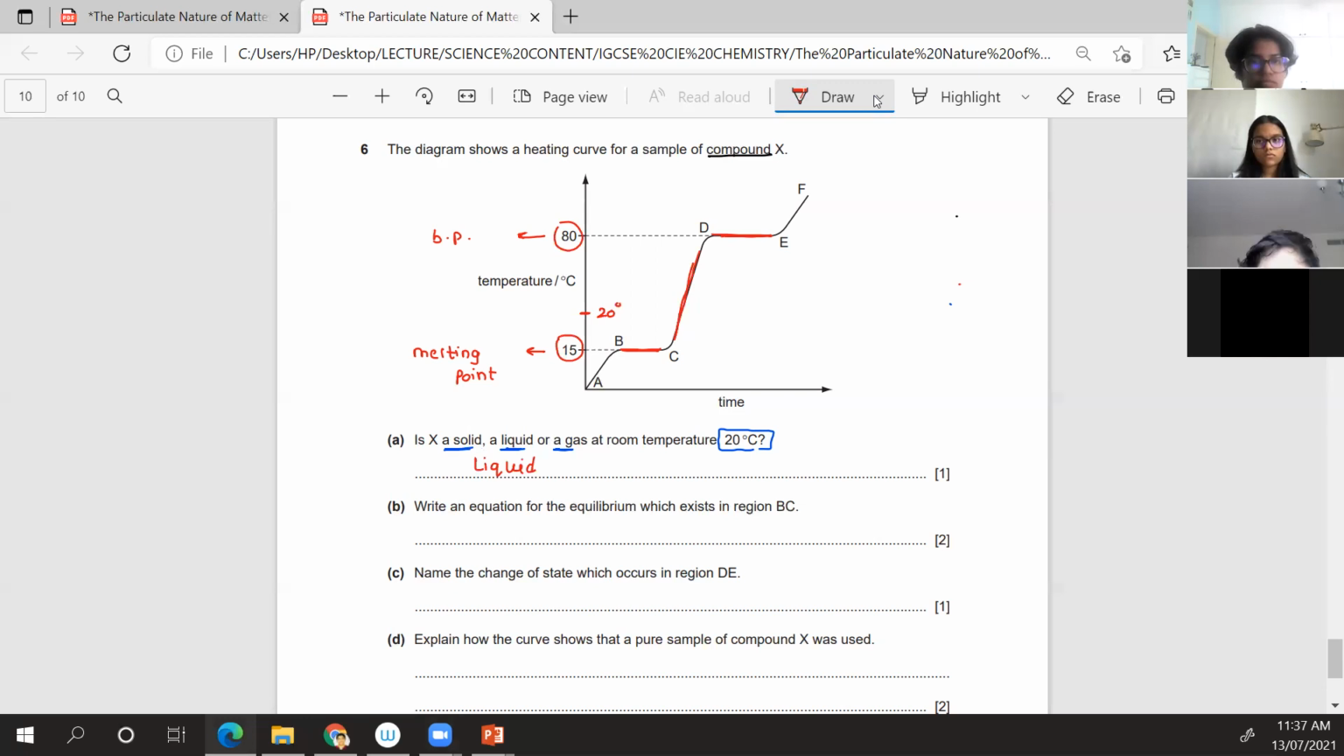Next, write an equation for the equilibrium which exists in the region BC. Now BC is melting. So which two physical states will be present, Nafisa? Which two physical states will be present?